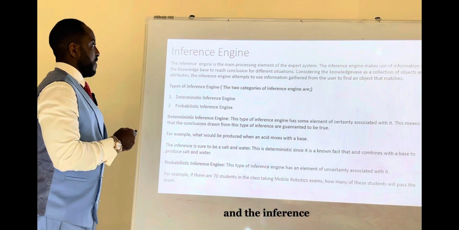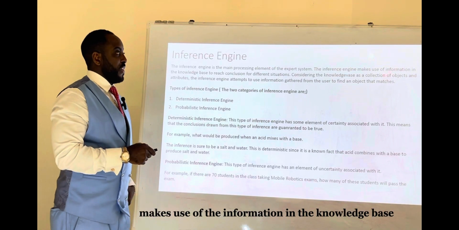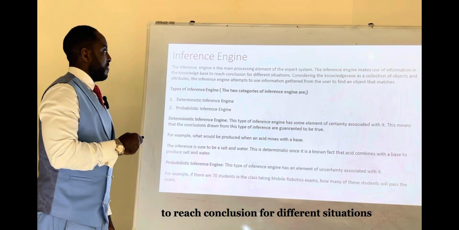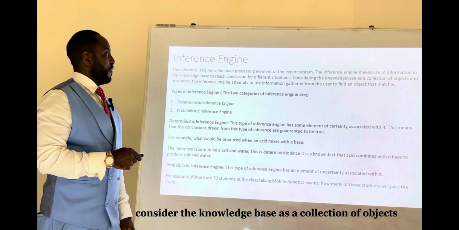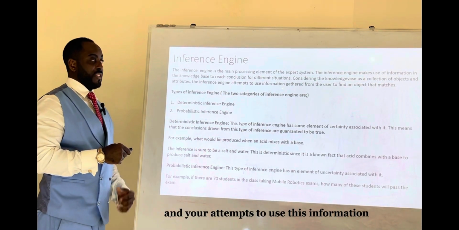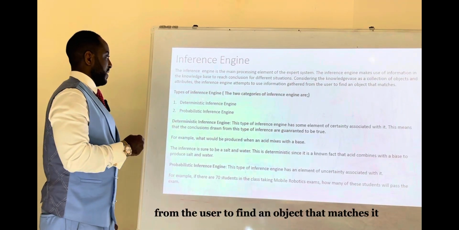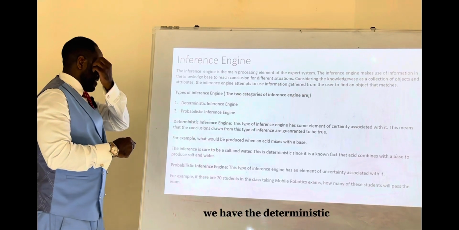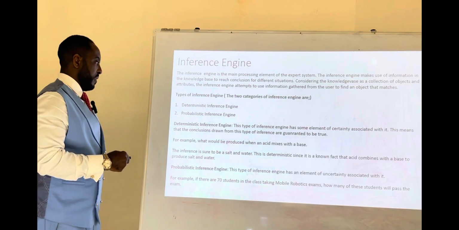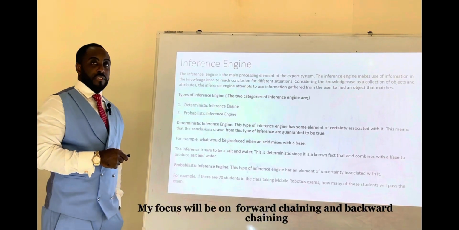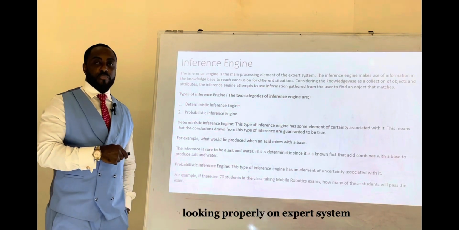Now, inference engine. Inference engine is the main processing element of the expert system. The inference engine makes use of the information in the knowledge base to reach conclusions for different situations. Considering the knowledge base as a collection of objects and attributes, the inference engine attempts to use this information that has been gathered in the knowledge base from the users to find an object that matches it. So we have the deterministic inference engine, the probabilistic inference engine. My focus here will be forward chaining and backward chaining, because we can go deeper into this in another class, looking probably at expert systems.